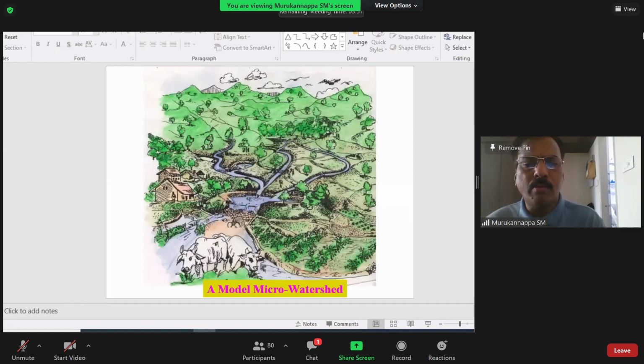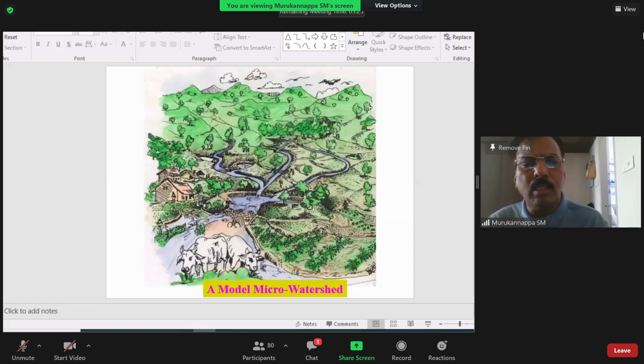You can categorize the given catchment area into three categories. One is arable land, another is non-arable land, and the third is the drainage line. The drainage line consists of all the gullies and nalas. Arable land consists of all the areas where crops are cultivated.